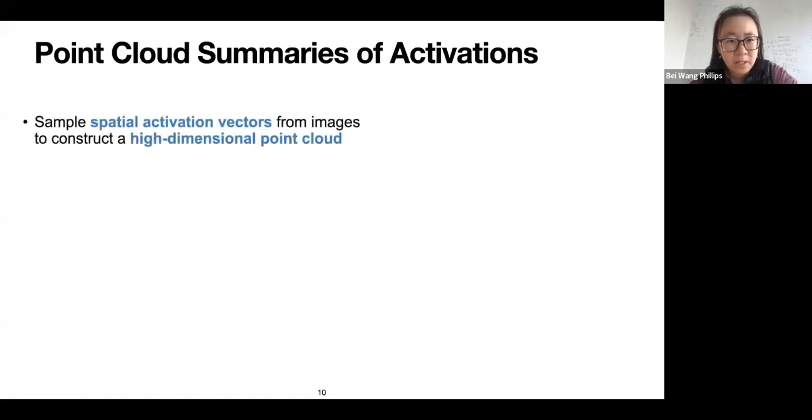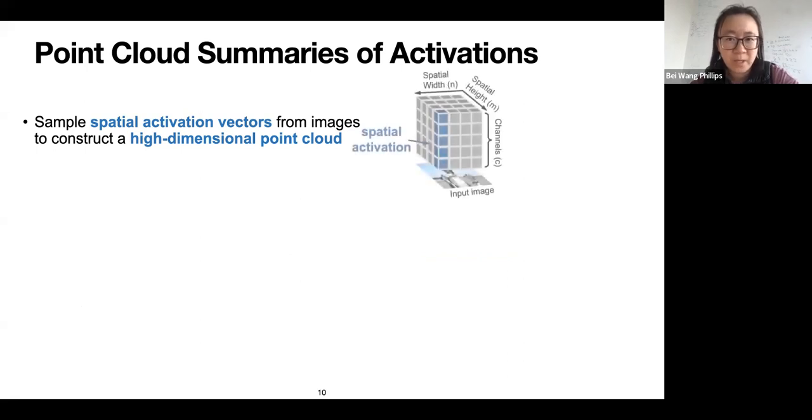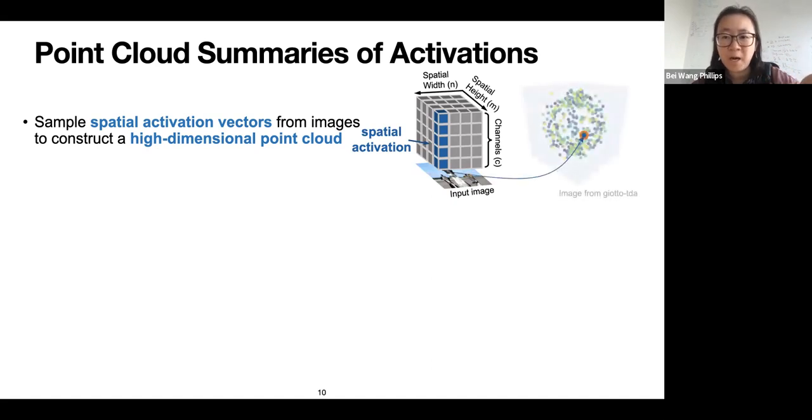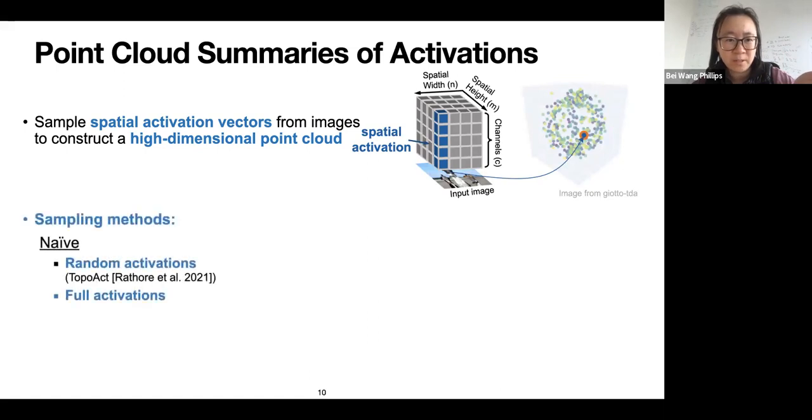Okay, so for every single image, we have our image classifier, which is pre-trained already. The one I'm going to show you has a very high classification accuracy. So once the network is already trained, I'm essentially using images to probe the network. And this is a picture I was showing before. Every single column that I sample from the image is referred to as a spatial activation. It's called spatial because it's related to a spatial patch of the input image. And this forms a point cloud of my interest.